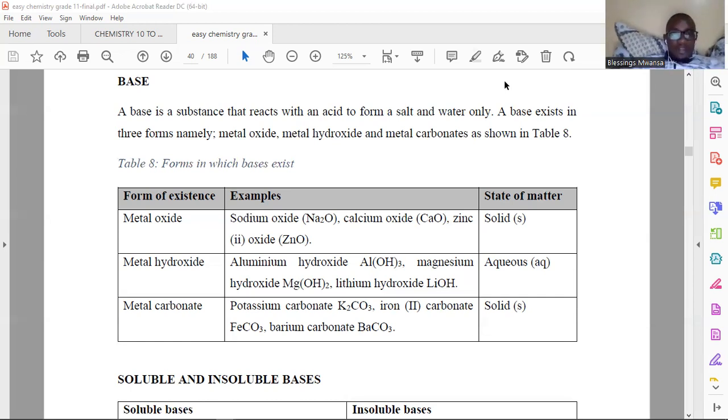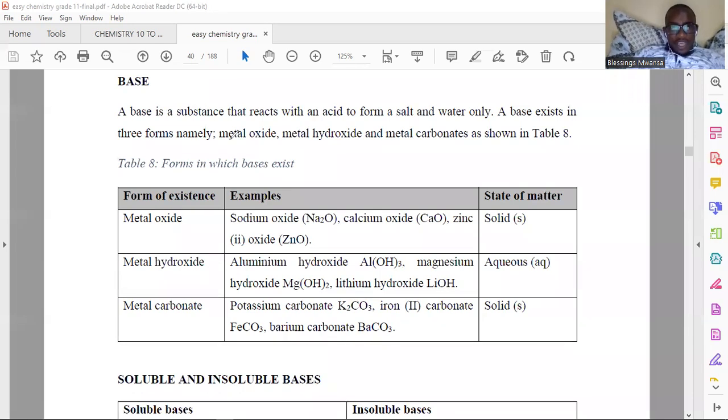So quickly, we'll start by describing what a base is. A base is a substance which, when reacted with an acid, produces a salt and water only. This is referred to as a neutralization reaction. Now, if we're going to understand a base, we have to understand its chemical composition. By chemical composition, we mean the forms in which this base exists. A base exists in three forms.